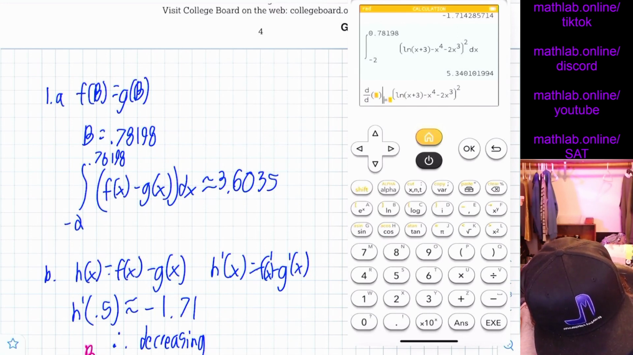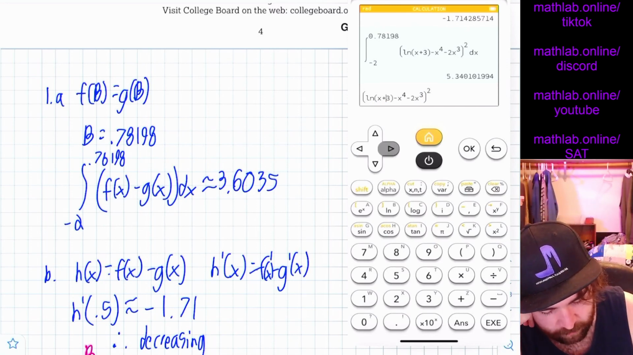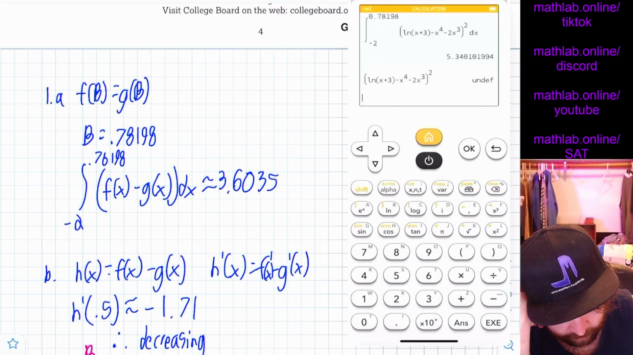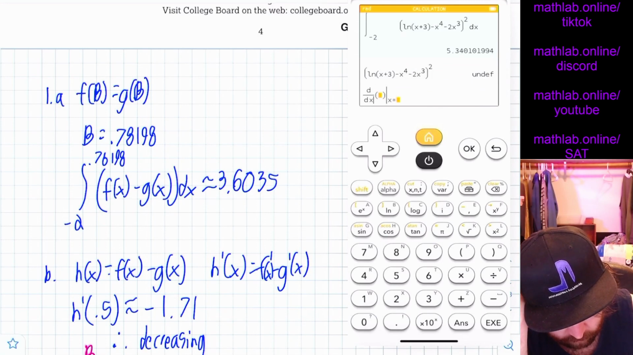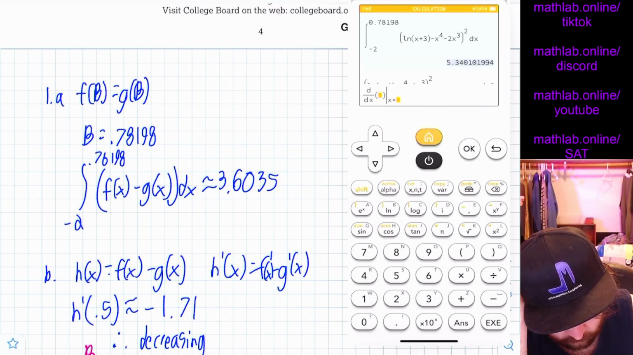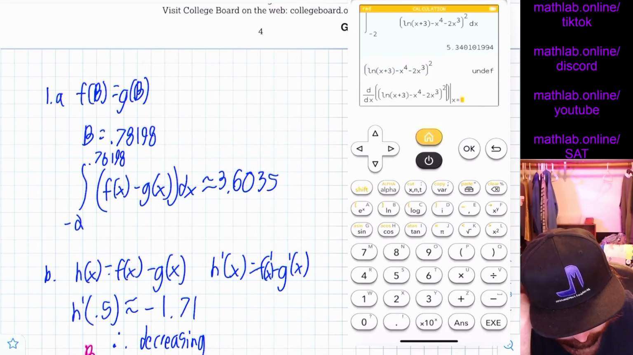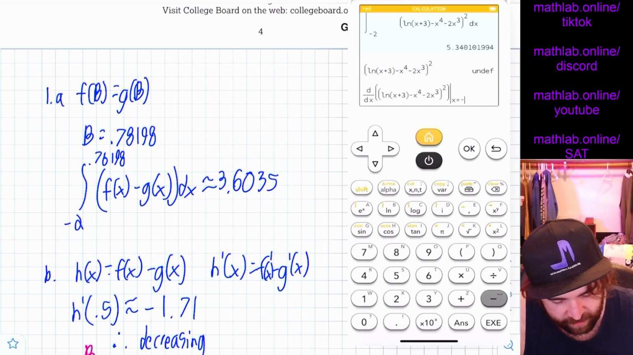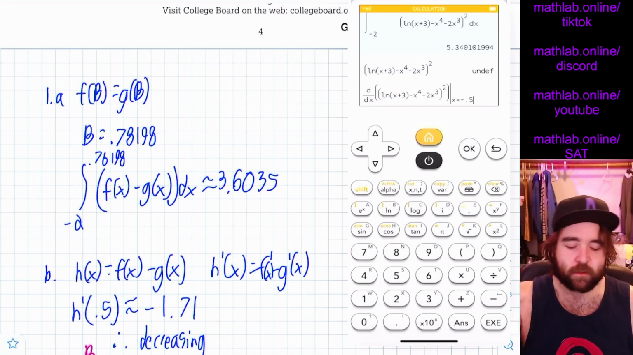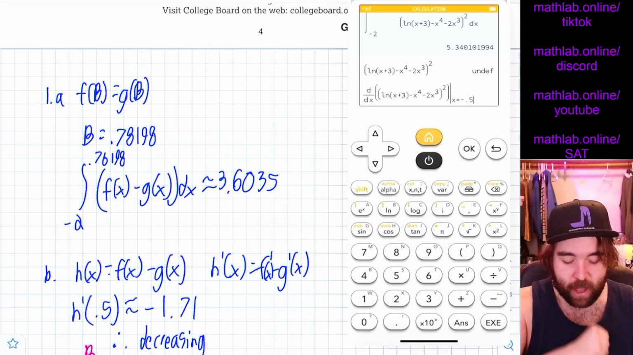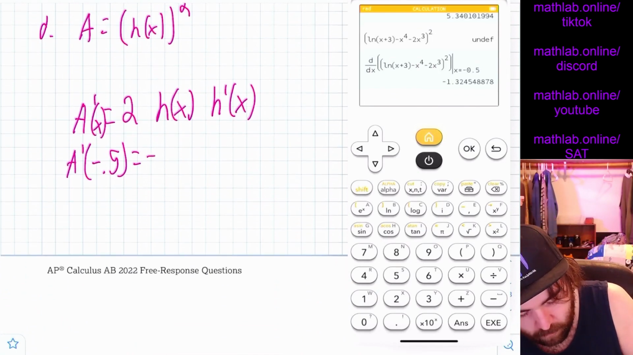What? Are you kidding? Oh, wait. I can just do... here. Enter. Do this. Boom. Do that. There you go. And we want that at negative 0.5. So you see how that was h of x squared that we had up there. So now we're taking the derivative of h of x squared at x equals negative 0.5. And it is negative 1.32.